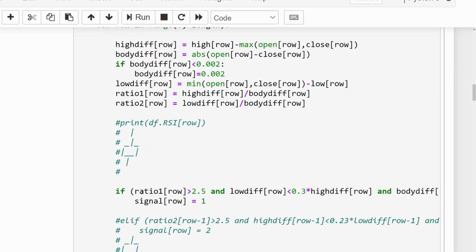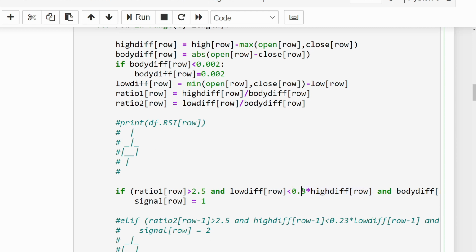I'm going to start by testing if ratio 1 is higher than 2.5, which means that the length of the tail here up divided by the length of the body of the candlestick is strictly higher than 2.5. At the same time, I want the low tail here below to be shorter than a third of the high tail as a maximum length. So I'm going to say that the low difference is less than 0.3 times the high difference.